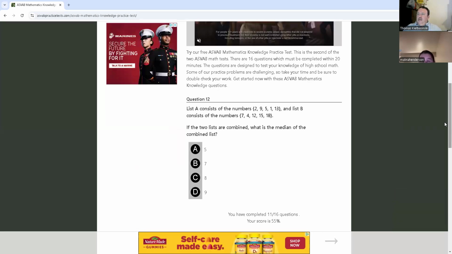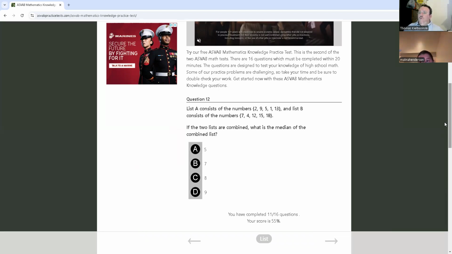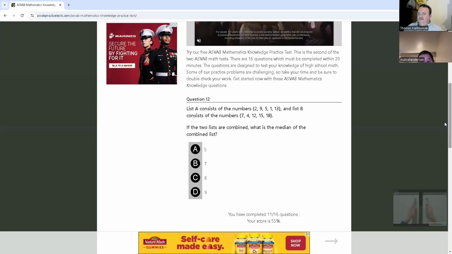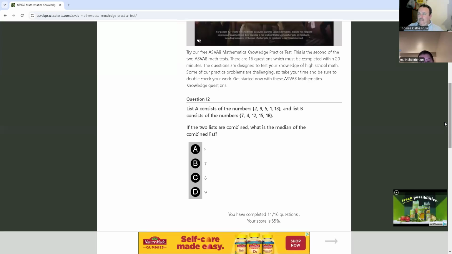Ooh, here we go. Now you need to know what a median, a mode, and mean are, what they are. The two lists are combined. What does it mean? Combined as in like I add them together or what? No, not add them. Put them all in orderly fashion and figure out what the median is.